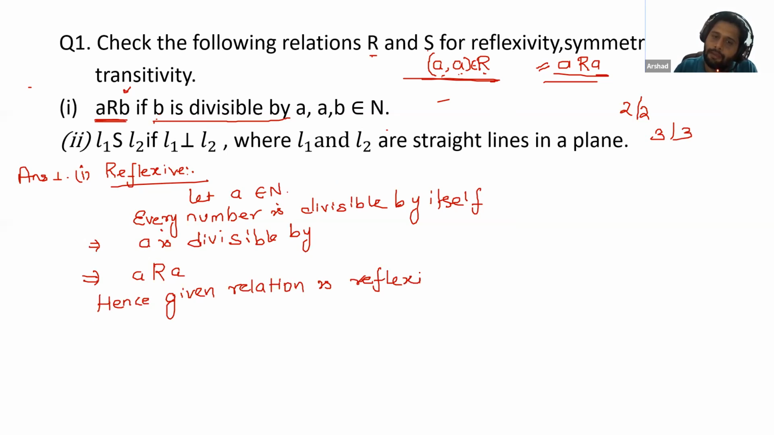Okay, so please do the practice. Then you will get used to these types of questions. So in reflexive, what we need to do is assume a value and put this condition. If this satisfies it, then we will say that this is reflexive. And if it is false, then we will just give a simple example. There is no need to prove it.